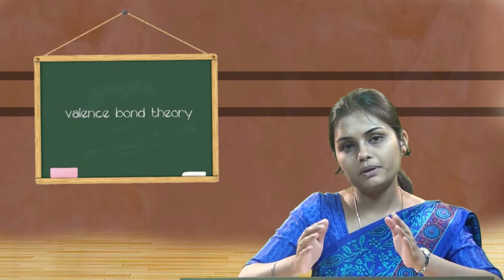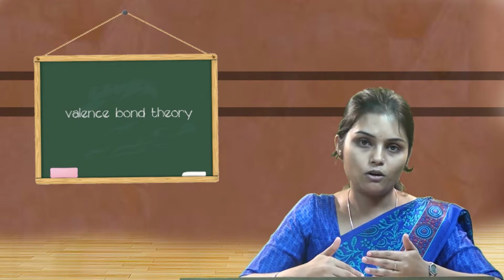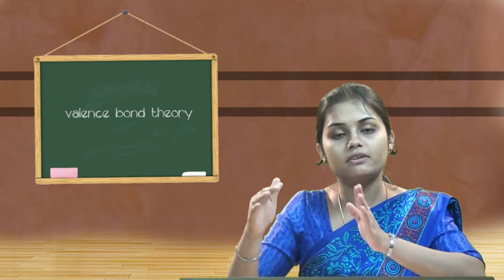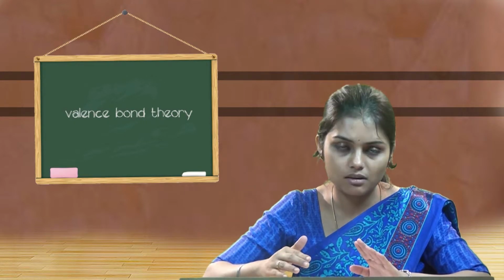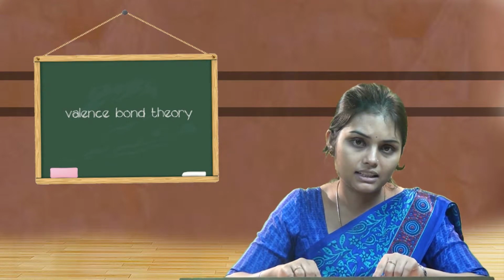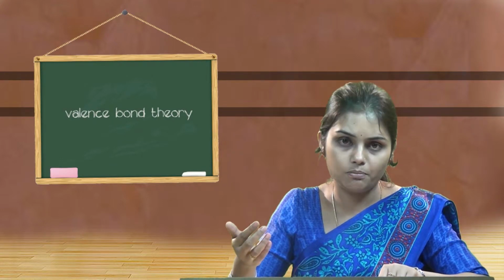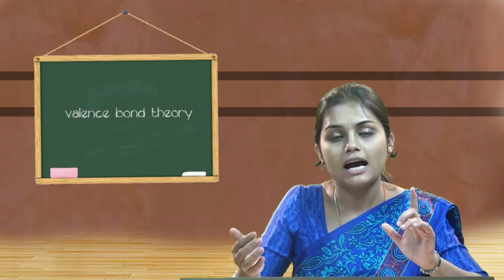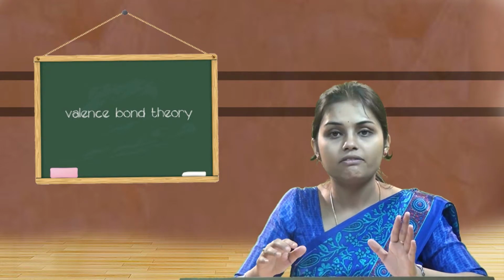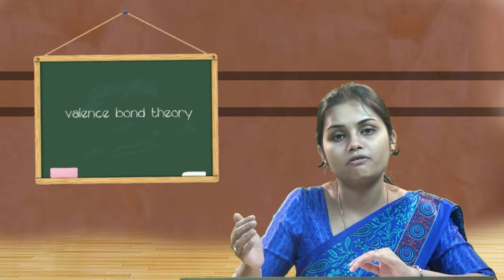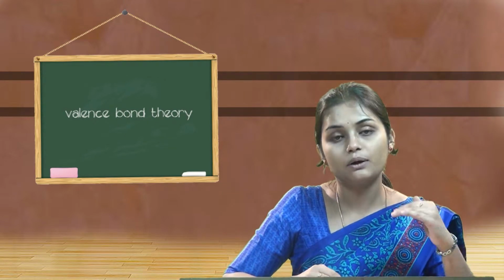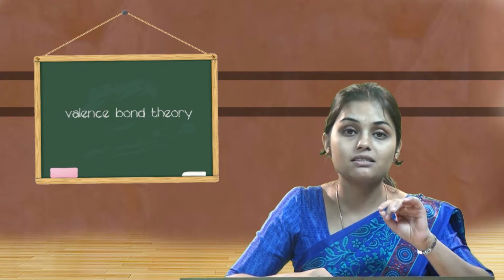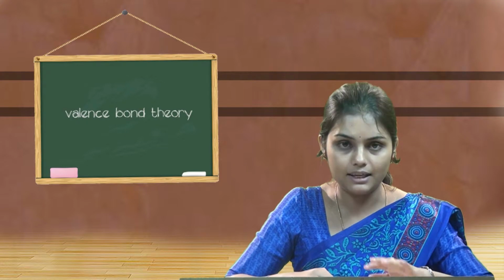Whenever the complexes are inner complexes, they are low spin complexes, and whenever the complexes are outer complexes, they are high spin complexes. You know what high spin and low spin complexes are. High spin complexes are the ones which have the maximum number of unpaired electrons, whereas low spin complexes are the ones which do not contain unpaired electrons.